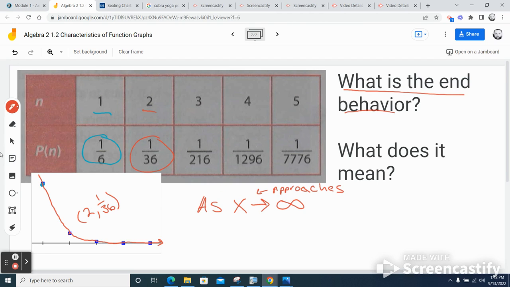And actually, we should probably change that. It's not technically x. What is it? N. Very good. So as n approaches positive infinity, p of n, and who said that? Was that you, Maya? What did you say it was? What's it approach?